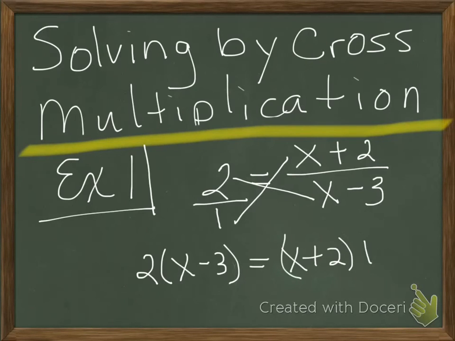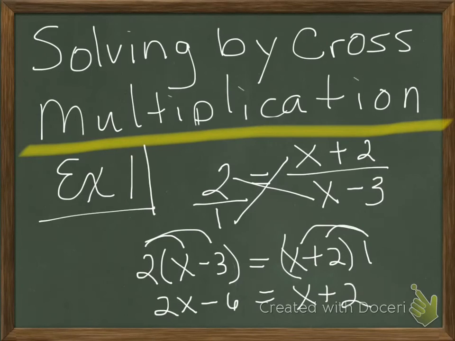Once we have done the cross multiplying, we can distribute, and that gives me 2x minus 6 equals x plus 2. And now I just need to solve this for x. So I'm going to write on the next page 2x minus 6 equals x plus 2. So we're just going to solve this for x.